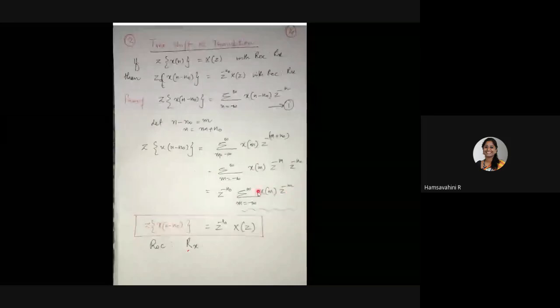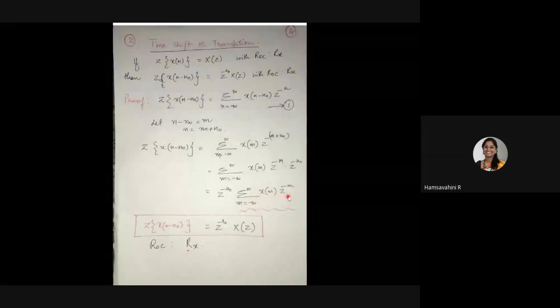In place of n we have the m variable. So this is nothing but your Z transform. So I can write z power minus n naught into x of z. So the Z transform of any time shifted signal is given as X, the Z transform of the original signal, multiplied by z power minus n naught, where n naught is the shifting factor, how many units you have shifted the signal. In this case, the ROC will remain the same.